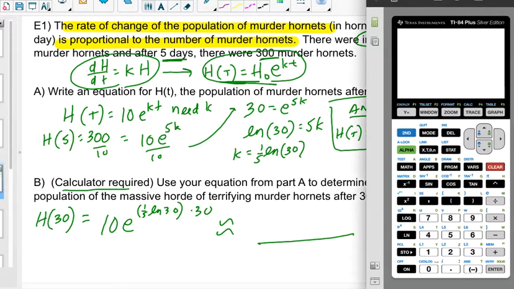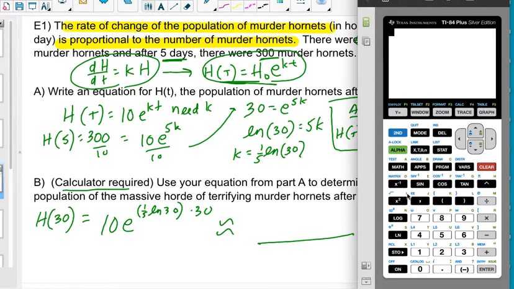On the AP, we're always going to round to the thousandth place unless we are expressly told otherwise. So 10 e to the 0.2 is a fifth, so it's up to you. I'm just going to write that. Natural log of 30. Notice that the natural log has the 30 in it. The other 30 is not inside the natural log, right? The other 30 is separate. And I hit enter, and I get a very large population of murder hornets.